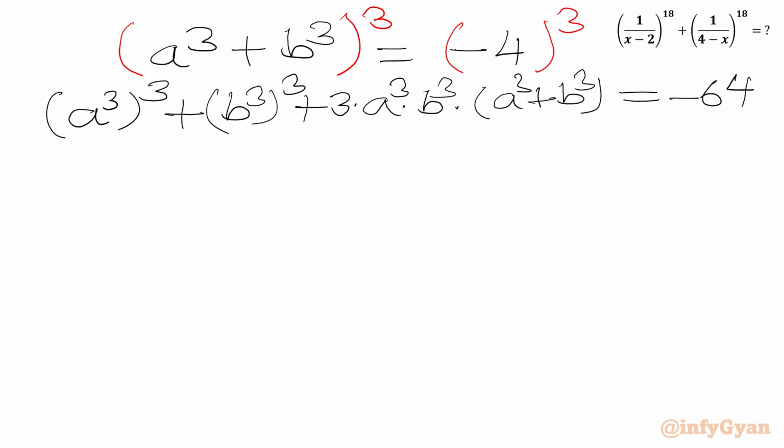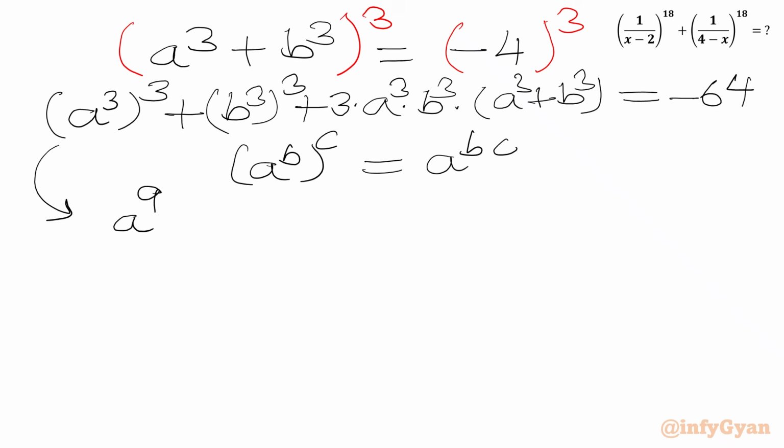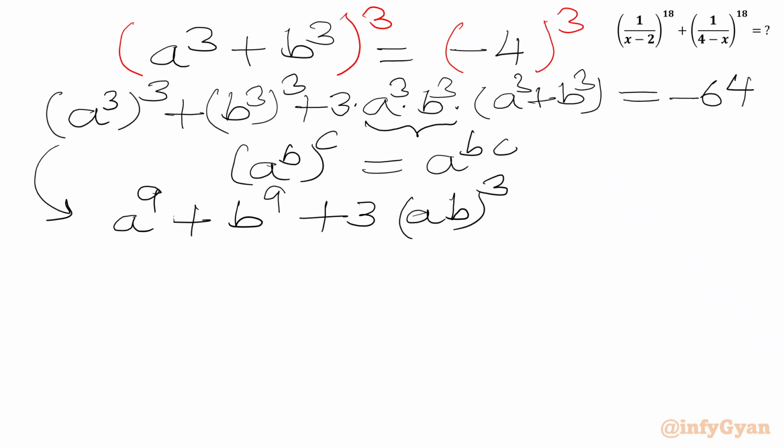Now for a cube whole cube, we will apply the power rule or exponent property: a power b whole power c equals a power b times c. We will write a power 9 plus b power 9 plus 3 times, using the exponent law, ab whole cube, and a cube plus b cube is minus 4, equal to minus 64.